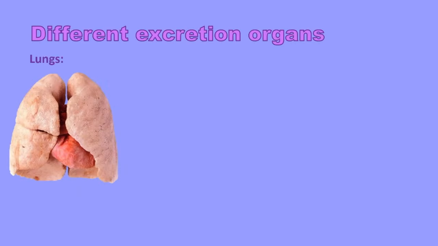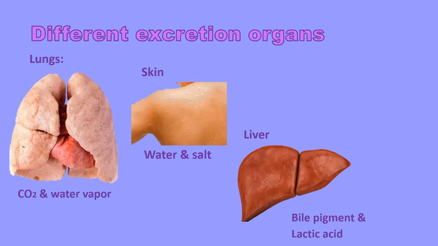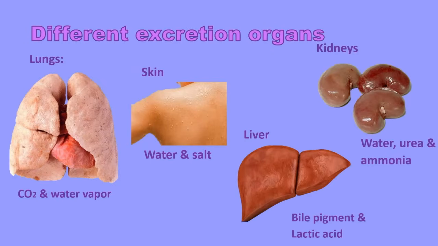There are different excretion organs in the body, not just the kidneys as in the previous photo. The lungs will excrete carbon dioxide and water vapor. The skin will remove water and salt in the form of sweat. The liver removes lactic acid, which builds up when you exercise, and also bile pigment. And the kidneys are responsible for removing water, urea, and ammonia.